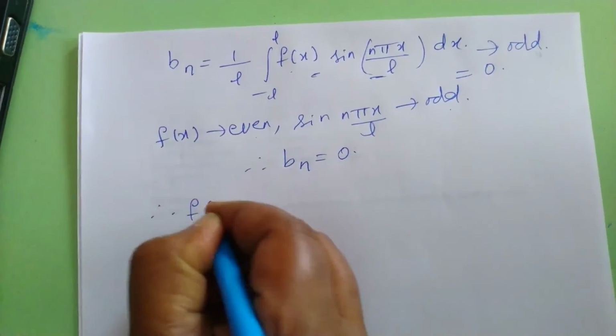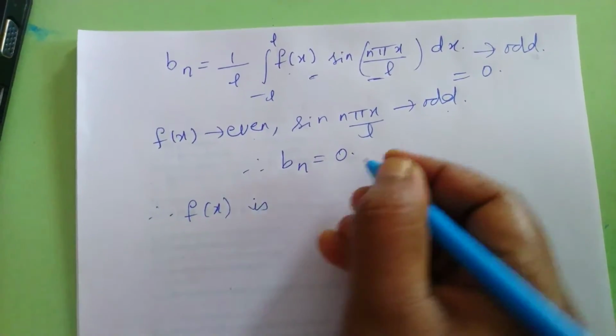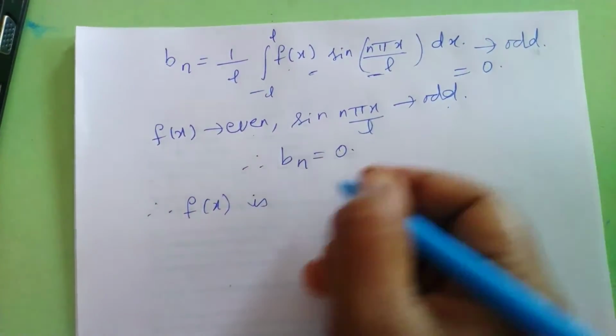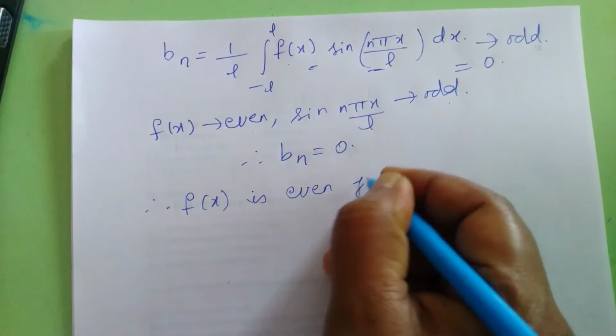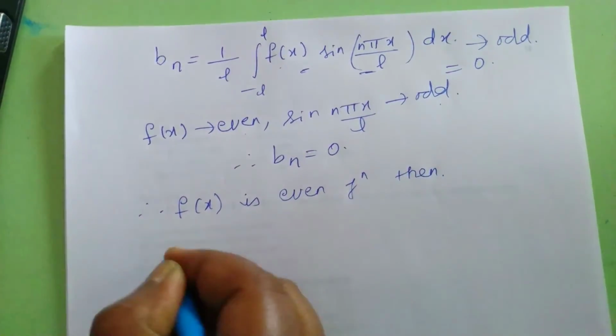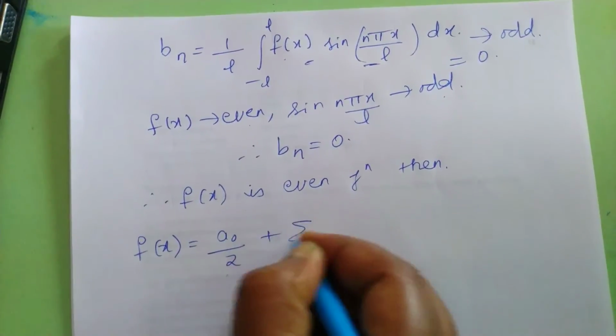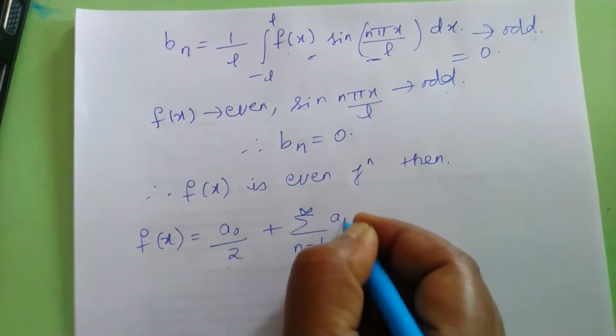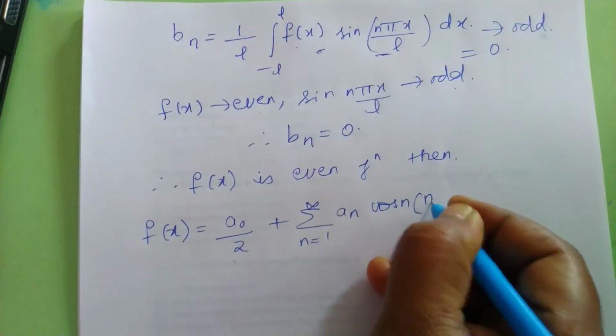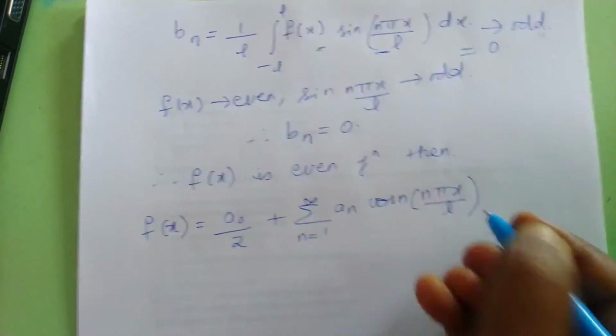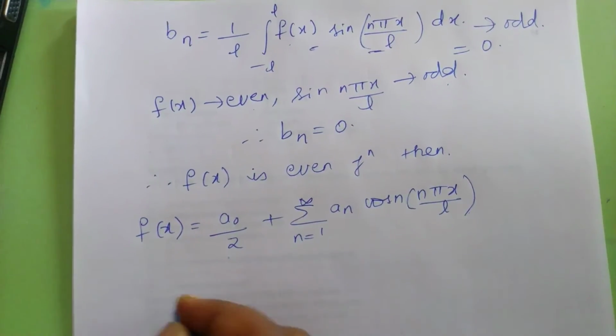Therefore f of x is now what? No odd functions are there, only even. Therefore f of x is an even function. Then the formula gets reduced. F of x is equal to a0 by 2 plus summation n is equal to 1 to infinity an cos n pi x by L. And what is a0?